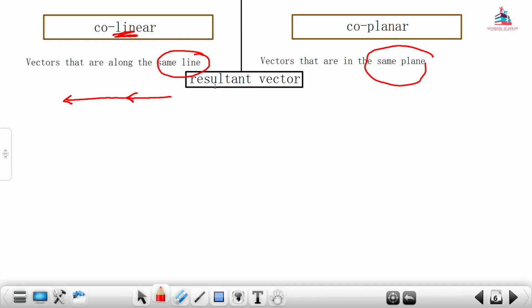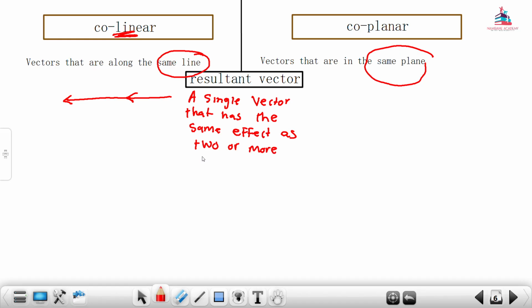So as you can see, I already wrote for us resultant vector. So what is a resultant vector? It's when you have a single vector that has the same effect as two or more vectors.